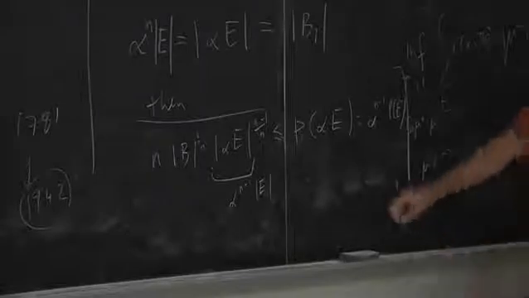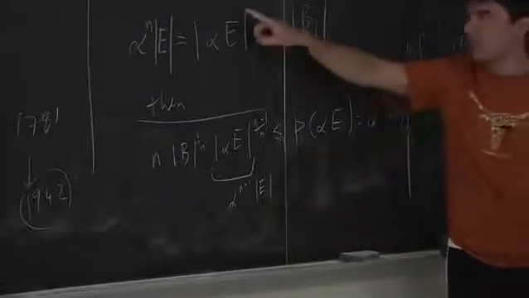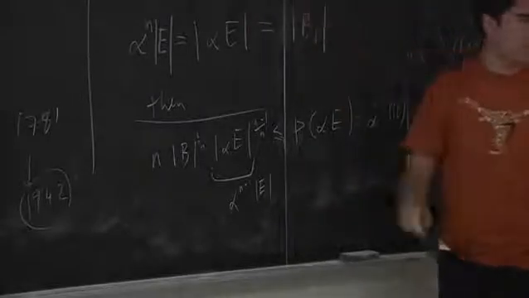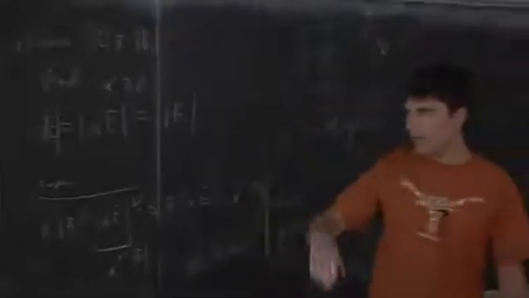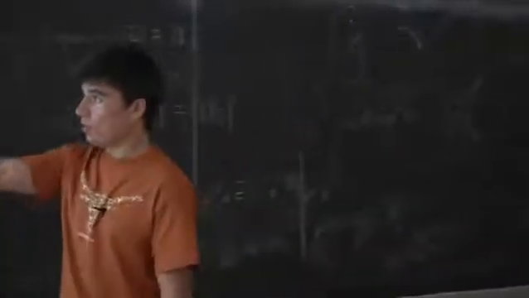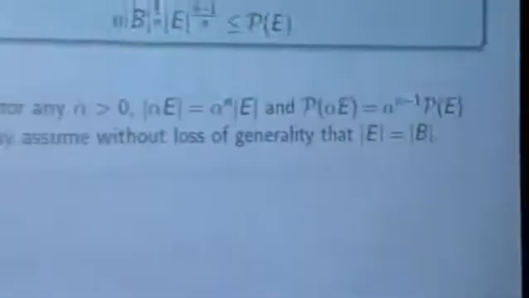And you prove the statement with the general E that did not have the same mass as the ball for this one. OK, so we can reduce to the case where we assume that the sets that we care about have the same mass as the unit ball.